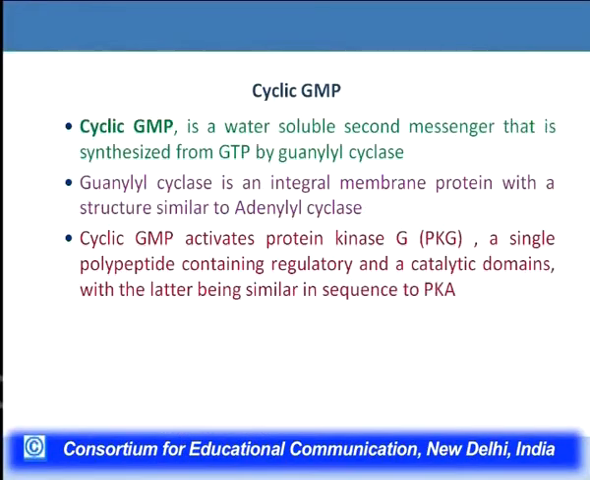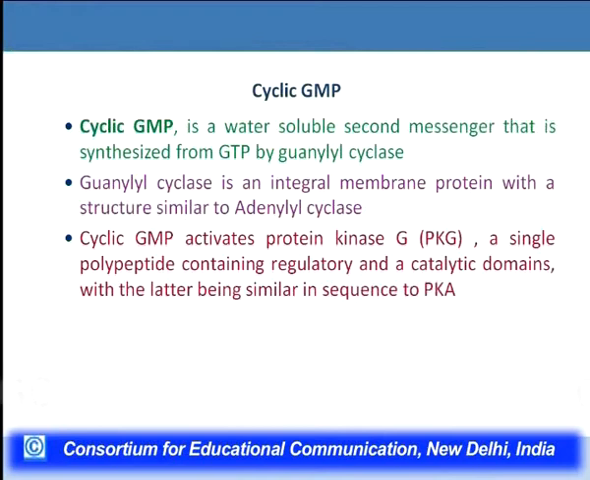This cyclic GMP is quite similar to cyclic AMP, and it is a water soluble molecule which acts as a second messenger, but it is synthesized by another enzyme from GTP, guanylyl cyclase. This guanylyl cyclase again is an integral membrane protein, similar to the adenylyl cyclase, which is present in different types of cells. And this cyclic GMP activates protein kinase G.